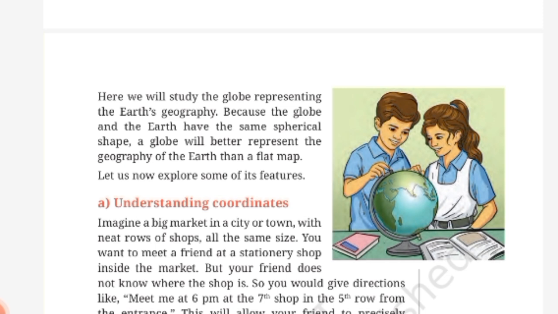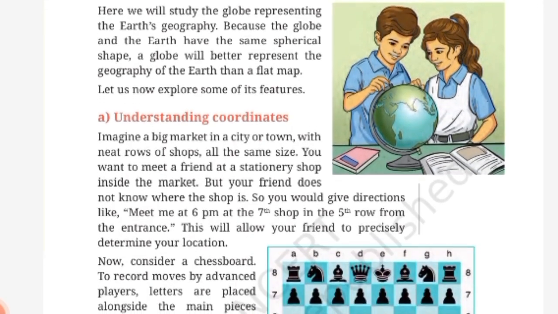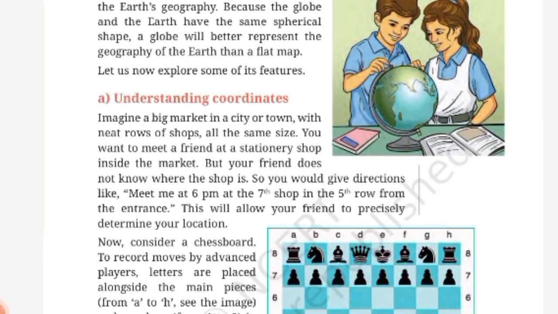A globe will better represent the geography of the earth than a flat map. Let us now explore some of its features.